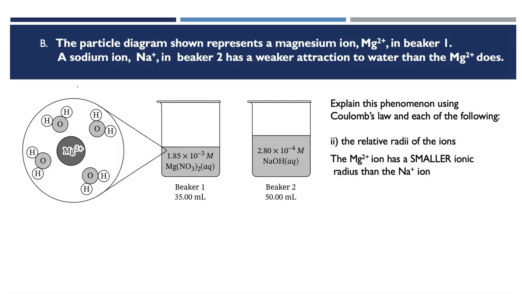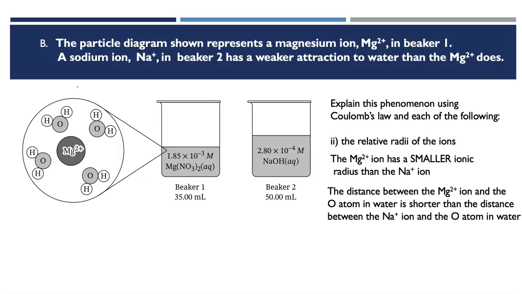They both have the same number of occupied energy levels, but the magnesium ion has a stronger nuclear charge because it's got more protons, and so it's going to hold them in more tightly. So we don't actually have to explain that here. This means that the distance between the magnesium ion and the oxygen atom in water is shorter than the distance between the sodium ion and the oxygen atom in water.